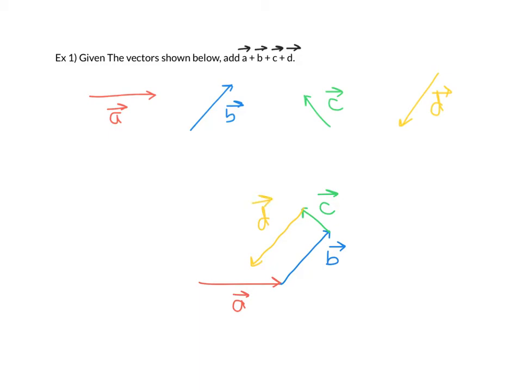So the resulting vector is the vector from the tail of A to the tip of my last vector, which is D. So this vector right here is vector A plus B plus C plus D. Now another way that I can think about this, I can say, let's call these points A, B, C, D, and E. So if I wanted to do this algebraically, I could say that this resulting vector, instead of labeling it A plus B plus C plus D, is the vector AE. And on the next page, I'm going to show you what I mean by that.